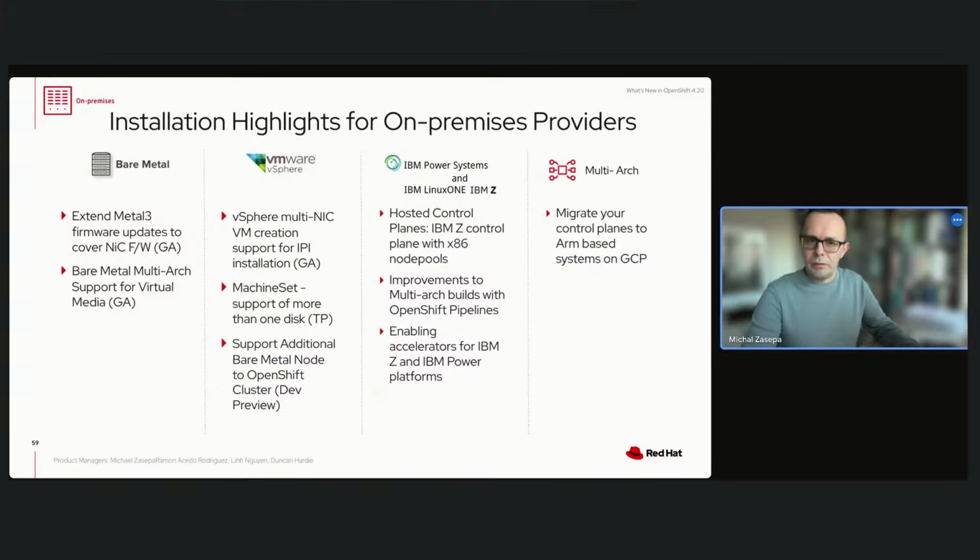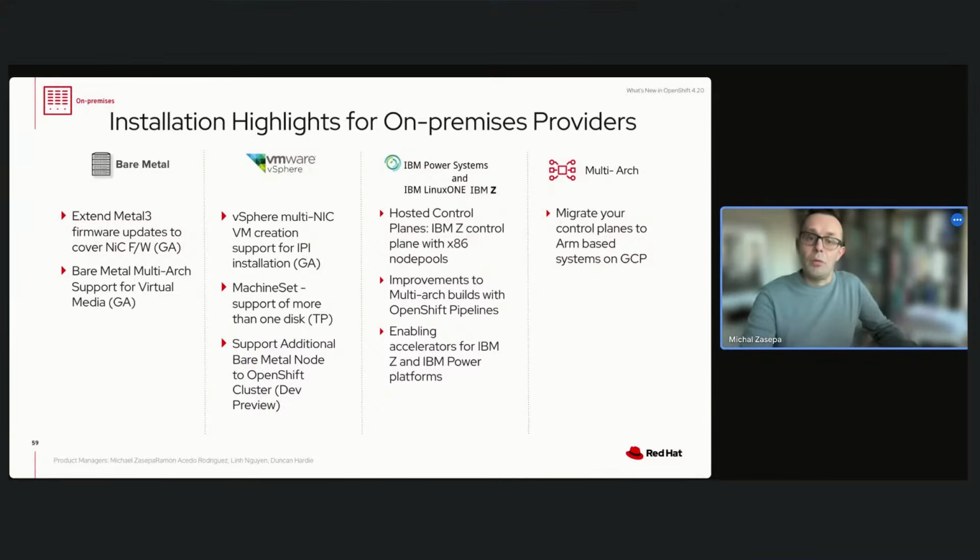Moving to VMware. For IPI installs, we are adding vSphere multi-NIC VMs creation support, which is a GA feature, super handy for complex networks. For machine sets, we are introducing support for more than one disk as a technology preview. And we are looking at how to add bare metal nodes into an existing OpenShift cluster, which is a developer preview.